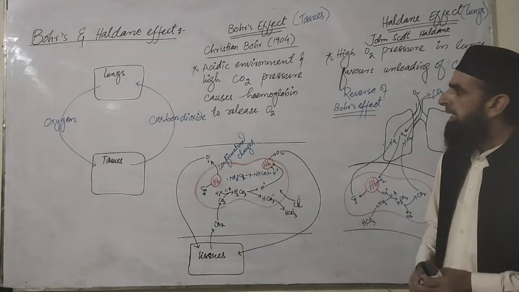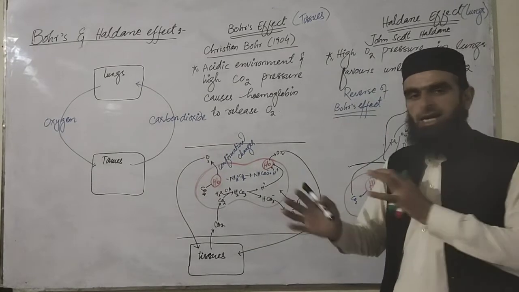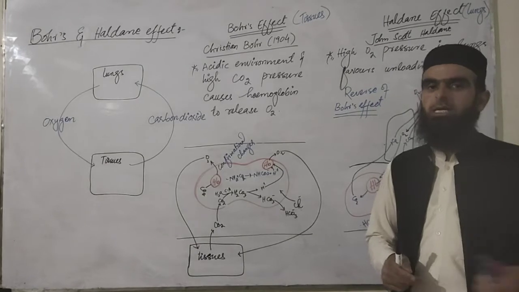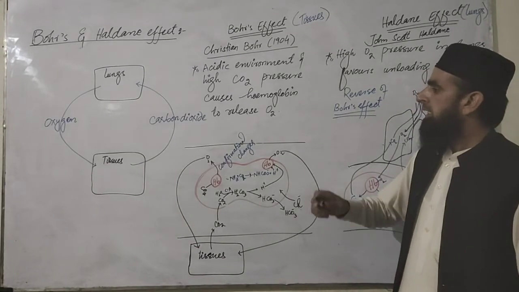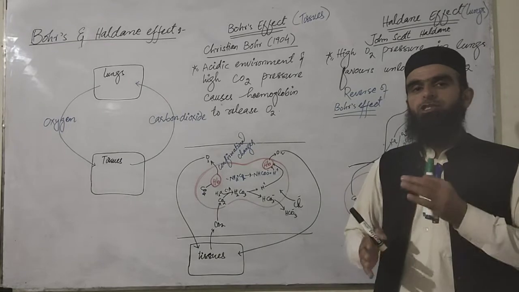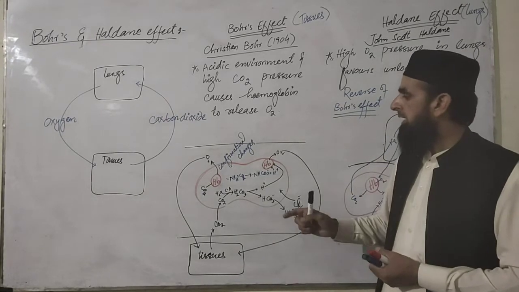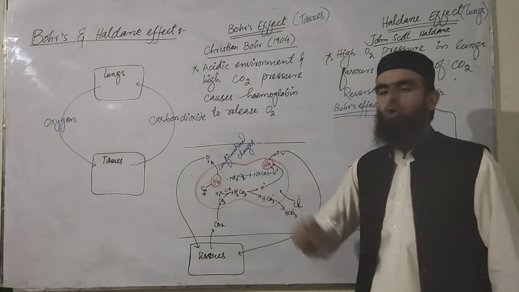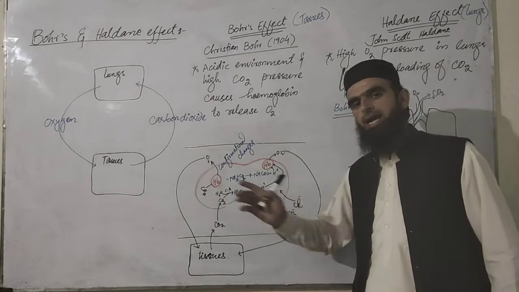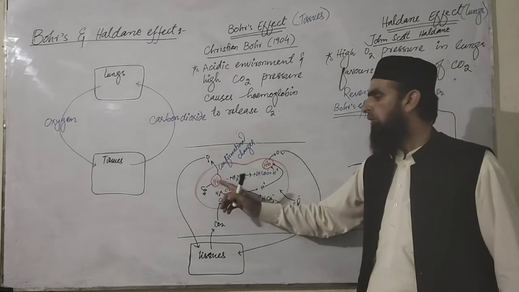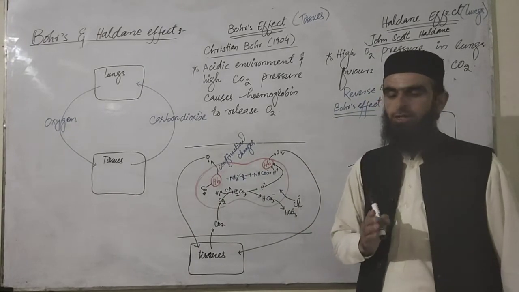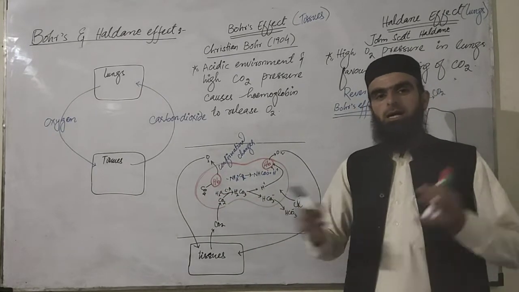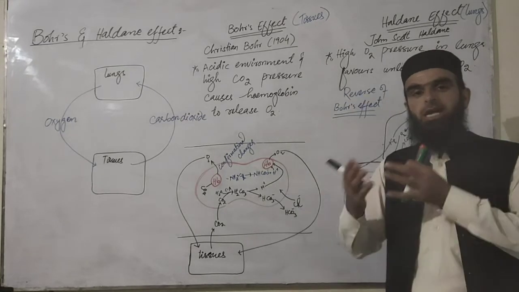What happens here? Here in the tissues, there are different kinds of changes which occur that have been discussed in the previous lectures. You can consult those lectures for that. Over there, different kinds of processes occur because of which protons are produced. The protons come and are taken up by the hemoglobin. Why? Because hemoglobin, as I have discussed, performs a role as a buffer. So it takes the protons from the blood to avoid drastic changes in the pH.